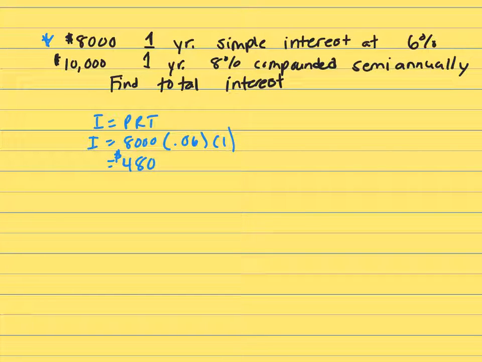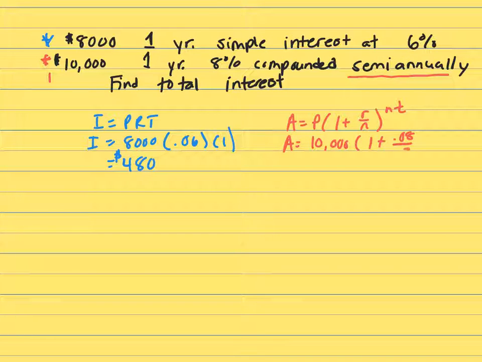And then for the second one, it's compounded, and the formula for that is A equals P(1 plus R over N) to the NT. A is your accumulation amount, so it's going to be principal plus interest. But our principal is 10,000. 1 plus 0.08 divided by N. N is the number of times interest is calculated per year. So semi-annually, which would be 2. And then 2 times 1, because it says 1 year.